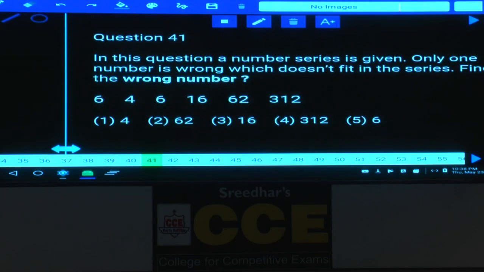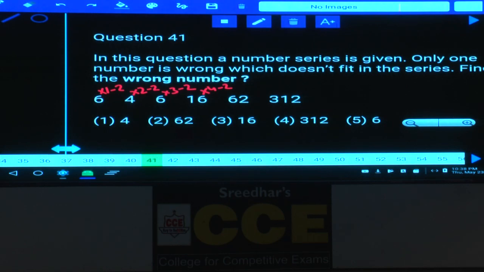Now find out the wrong number in the series. Now 6 and 4, the number first decreased and from there onwards it is increased, and it must be either into 1 or into 0.5, isn't it? Then 6 into 1 minus 2, and next one 4 into 2, 8 minus 2, 6 into 3, 18 minus 2, and 16 into 4, 64 minus 2.